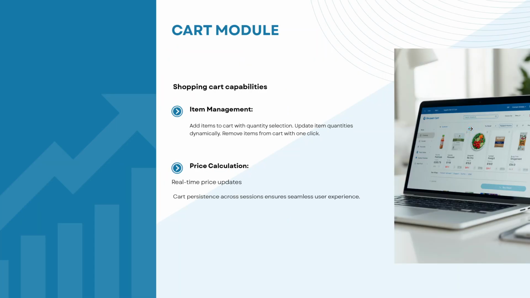Coming to the next slide, it is the cart module. The cart module allows users to manage their selected food items before placing an order. Users can add items to the cart, increase or decrease quantities, and remove items if needed. The total price is updated in real time based on the selected items. The cart is linked to the logged in user, ensuring a personalized experience.